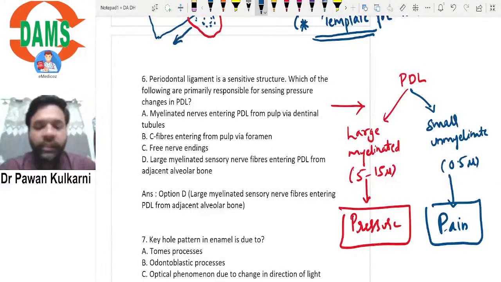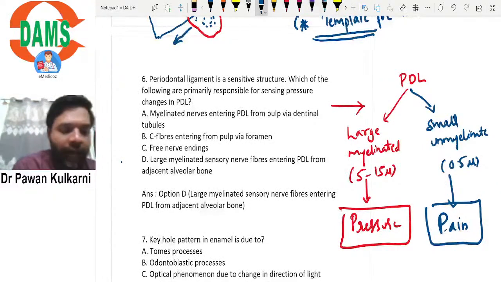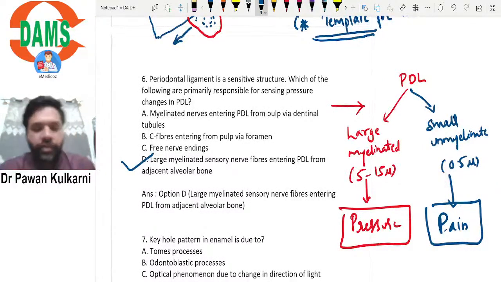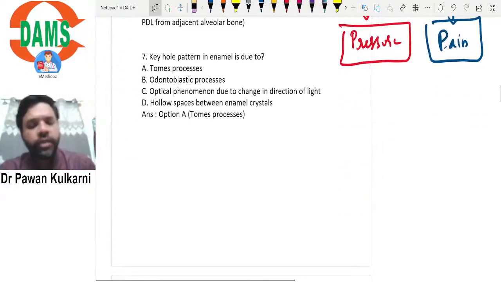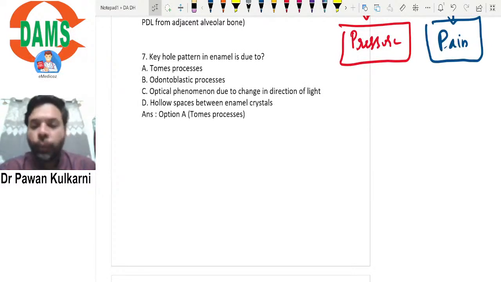Okay, so this is the point. Now if you understand the periodontal ligament, what will be the correct answer? Pressure is mainly because of large myelinated nerve fibers. These are some minute things you should remember, simple single liners. What is the size and what kind of sensation each fiber will carry, all those things you should remember. Okay, let us move to the next question. Keyhole pattern in the enamel is due to.